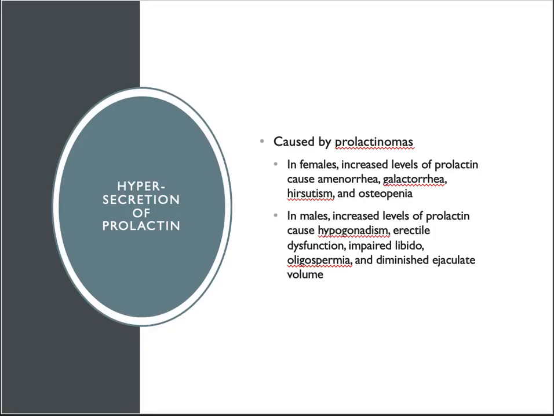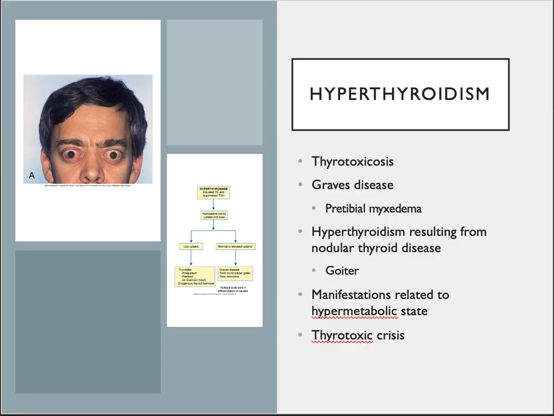All right. If there is hypersecretion of prolactin, so remember that's another one of our pituitary hormones. So when we have a tumor, it's called a prolactinoma that actually is secreting just extra prolactin. And this can cause issues with the menstrual cycle. It can also cause the bones to become brittle. That's osteopenia. In men, it can cause hypogonadism, impaired libido, and a decrease in sperm count.